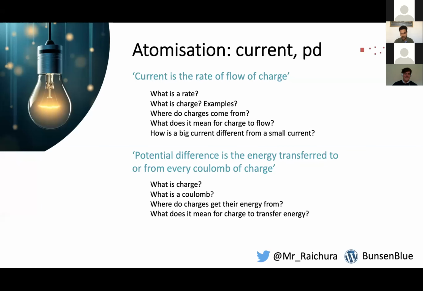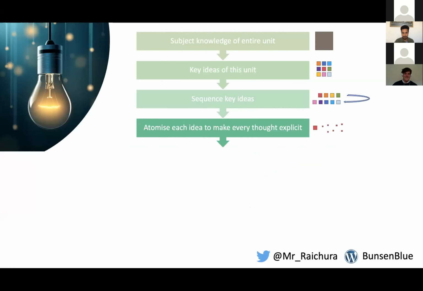And then your next step is, how can I make all of these ideas explicit to my pupils? Oh, even more questions there. Where is energy transferred to and from? Okay, so I've talked about starting with a big picture, breaking that down into big ideas, sequencing those, and then picking each one apart and atomizing it so you know everything you need to make explicit to your pupils.